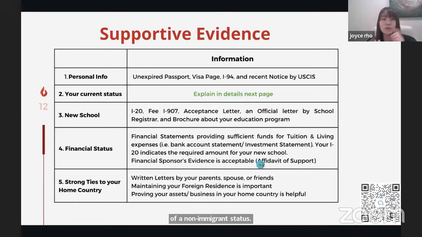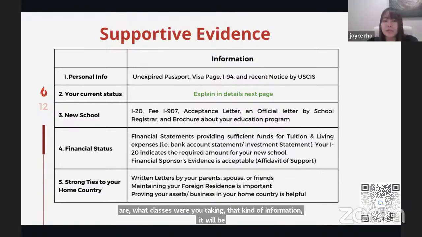So if we go back to number 3, the new school information requires a copy of the I-20, fee record of I-907, and acceptance letter. Those things you are familiar with because I already mentioned them in the previous page, right? So once you collect everything, submit it here. And if you got a letter from your school, like an official letter by the DSO or registrar, that would be beneficial, confirming your enrollment, what program you are in, and what classes you are taking. That information will be included in this letter. So number 3, I'm sure you guys can get ready for that.